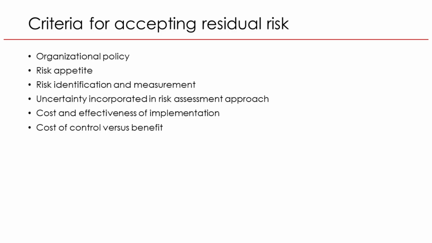The organization must consider unknown factors or changes in the environment that could alter the risk level, such as emerging threats or new technologies. Cost and effectiveness of implementation. Sometimes implementing more controls costs more than the risk itself. Example: spending $100,000 to prevent a $10,000 risk isn't cost-effective.